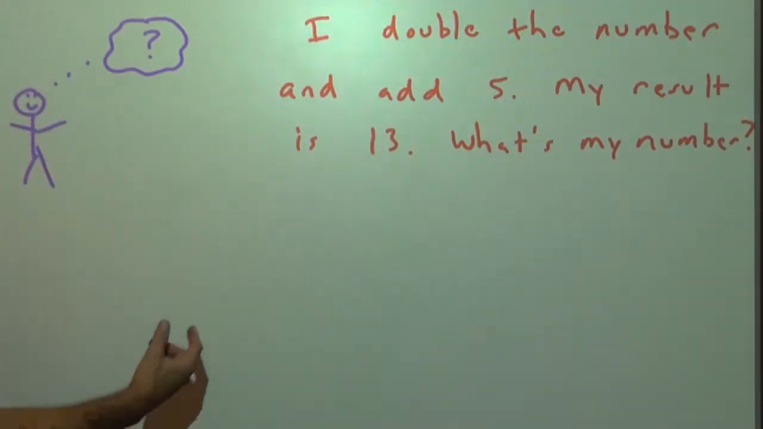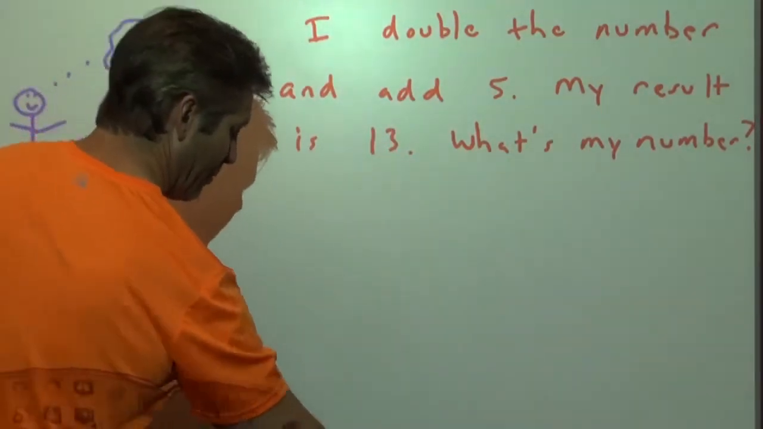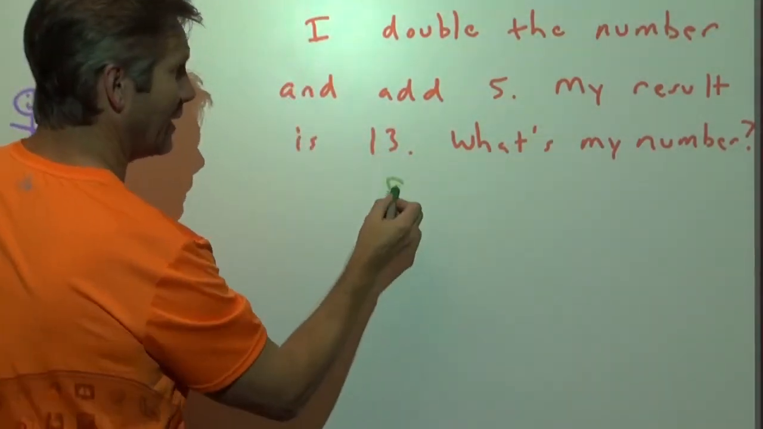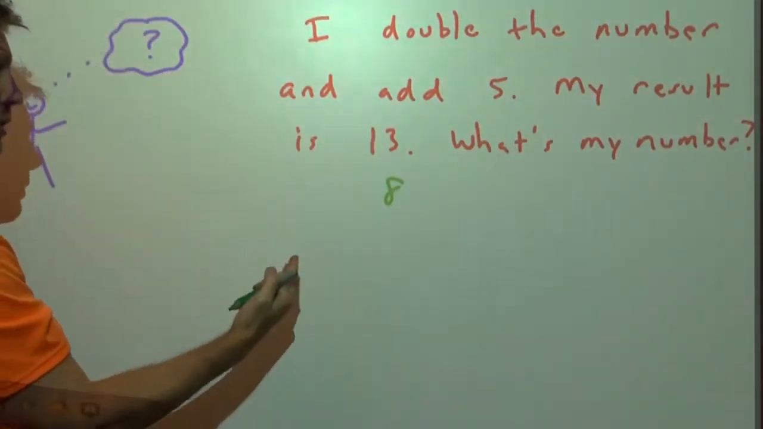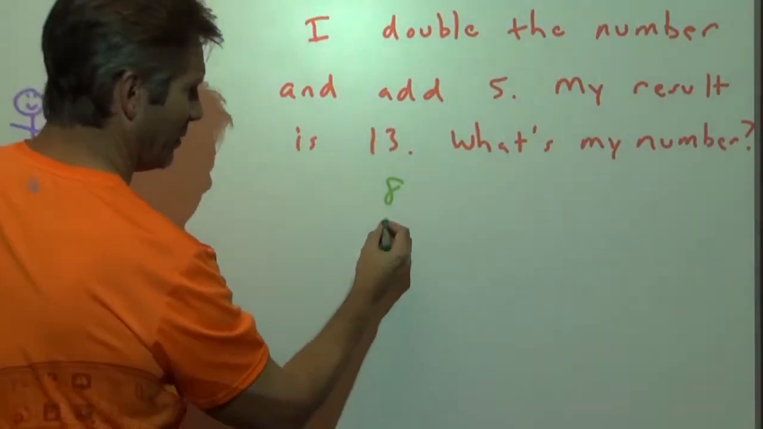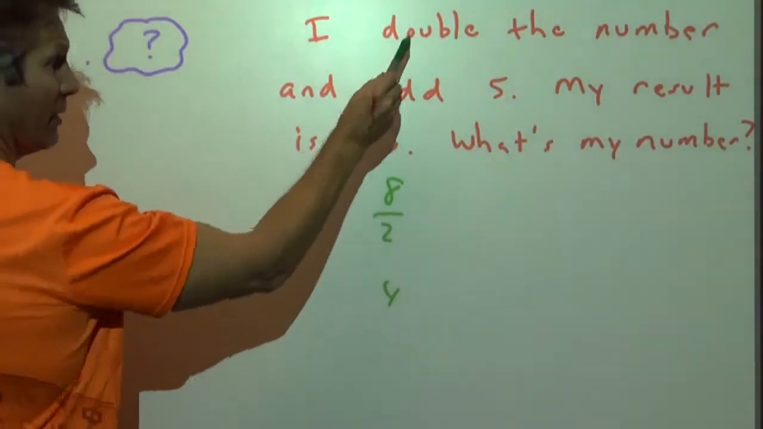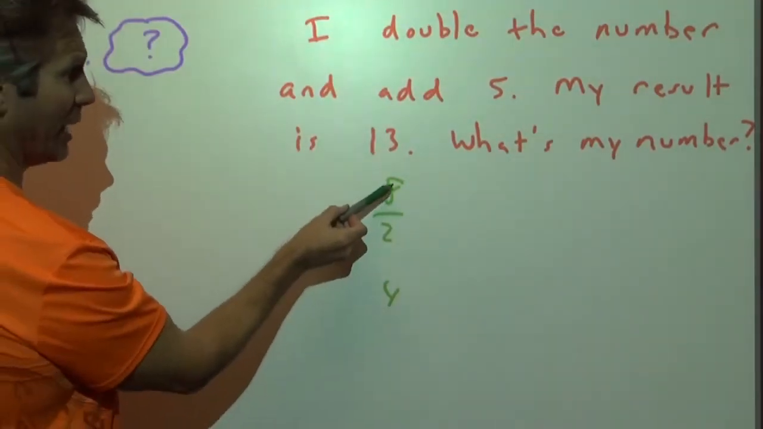Well, if you think about it, the last thing you did before you got to 13 was add 5. So if you take away 5 from 13, you get down to 8. And then you knew you doubled your number to get to 8. So you must divide the 8 by 2 to get to the number you started with. So if we started with 4 and we doubled it, it became 8, and then we added 5 and we got to 13.